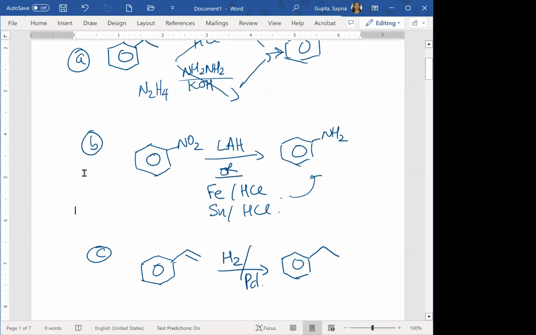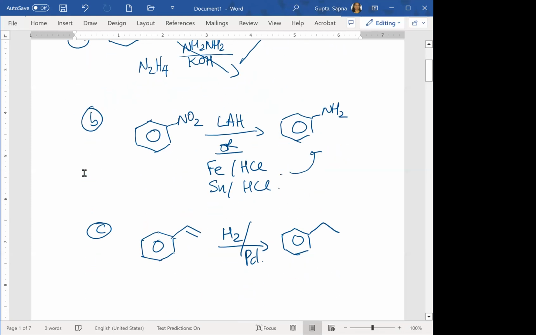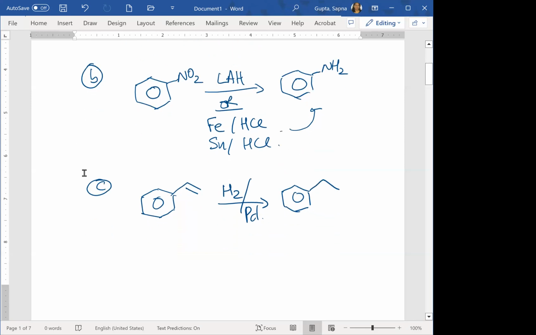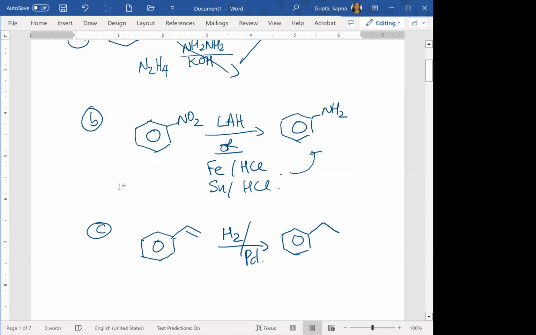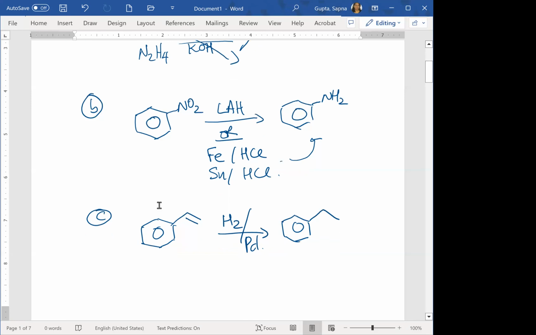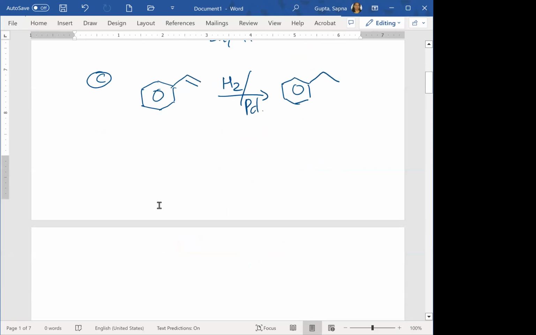So Clemmensen, Wolff-Kishner, lithium aluminum hydride or the tin HCl, whatever you want to use to reduce a nitro group. And then simple hydrogenation. If you have an alkene or an alkyne outside, you can go ahead and reduce them as well, very easily. We haven't quite learned how to make a styrene yet. This is styrene, the vinyl benzene, but I'm sure you can make it now because you're so good.